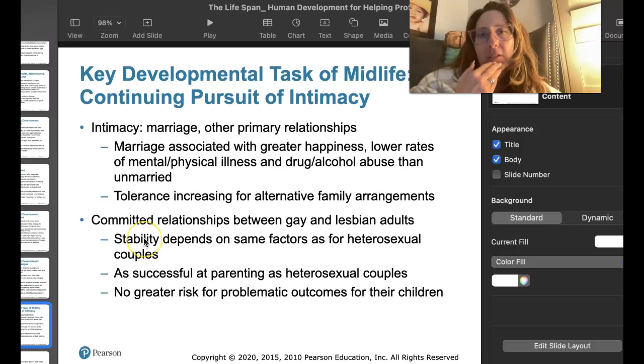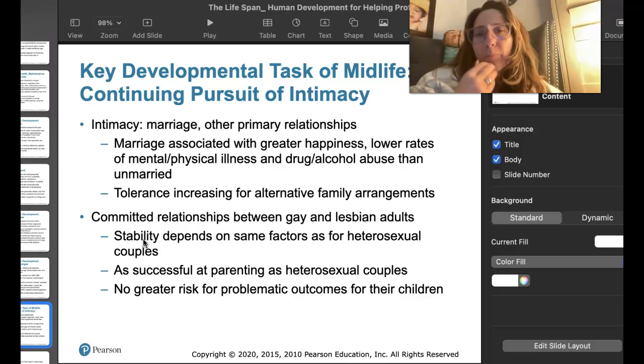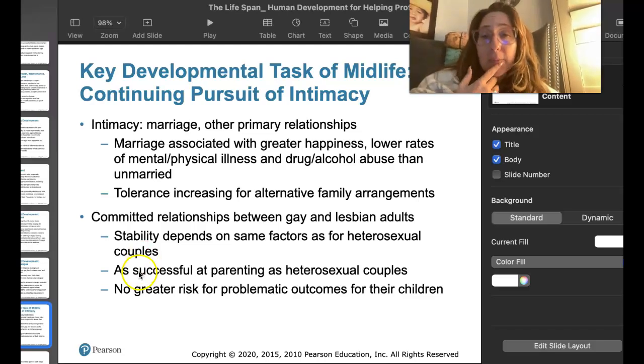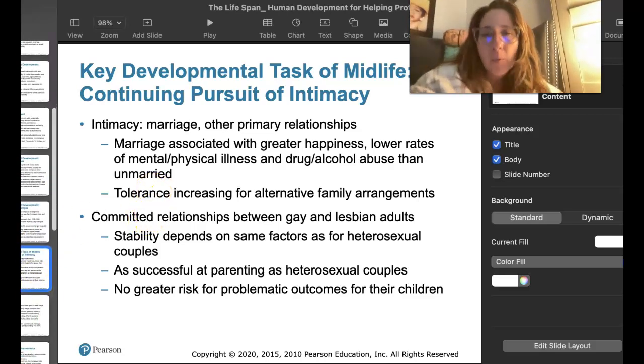Okay. Key developmental task of midlife. So marriage, right? That's a developmental step. Marriage is associated with greater happiness, lower rates of mental and physical illness, and drug and alcohol abuse. Committed relationships between gay and lesbian adults: stability depends on the same factors as heterosexual couples, and they are as successful at parenting as heterosexual couples. Parenting is parenting. It's stressful, but there is more satisfaction in life when you're in a committed relationship with someone.